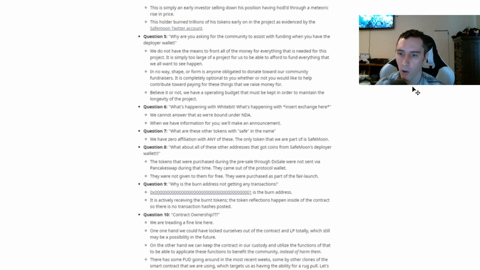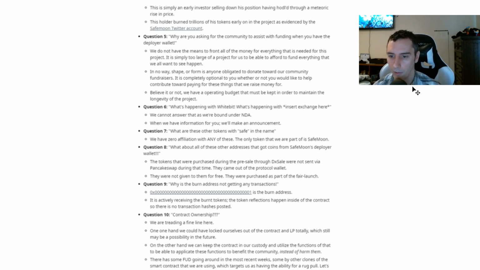Question 8. What about all of these other addresses that got coins from SafeMoon's deployer wallet? The tokens that were purchased during the pre-sale through DX sale were not sent via PancakeSwap during that time. They came out of the protocol wallet. They were not given to them for free. They were purchased as part of the fair launch. Question 9. Why is the burn address not getting any transactions? As you guys can see, they provide the specific address that's associated with the burn wallet.